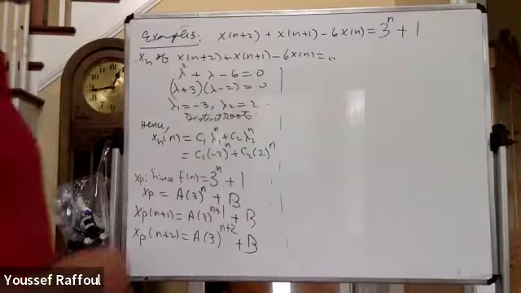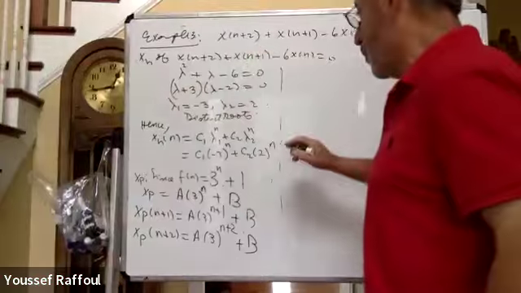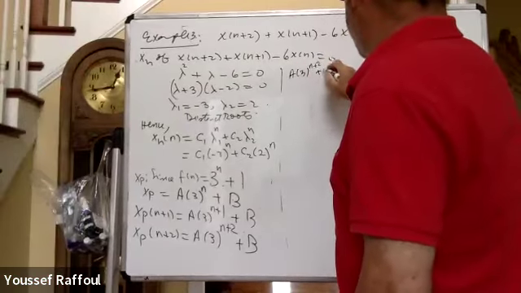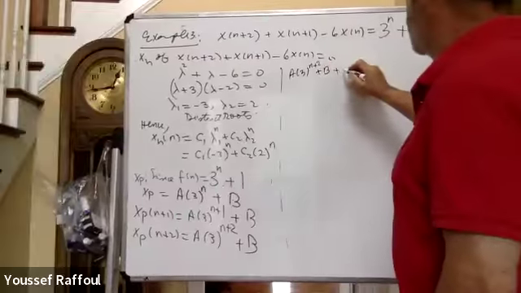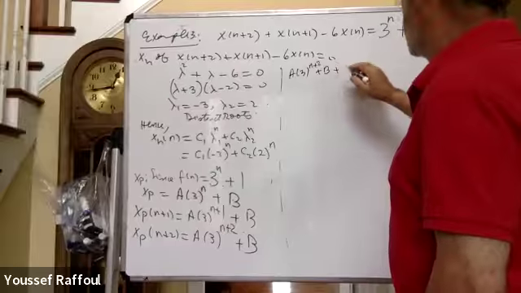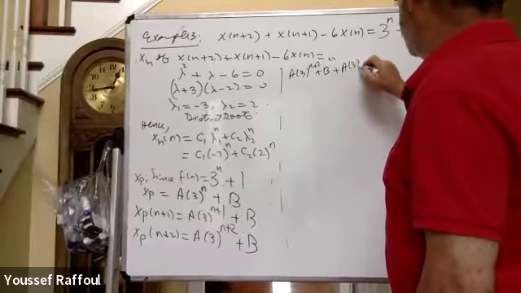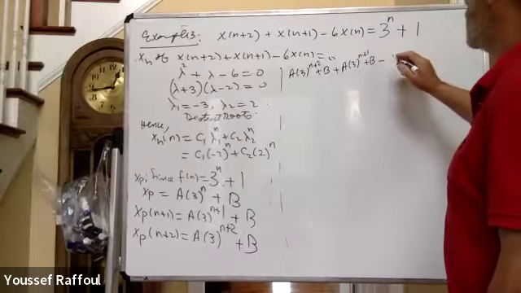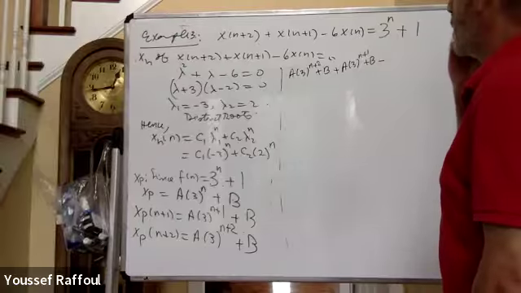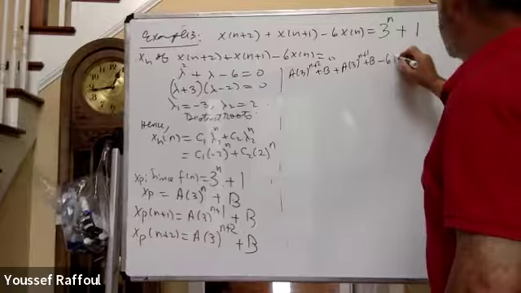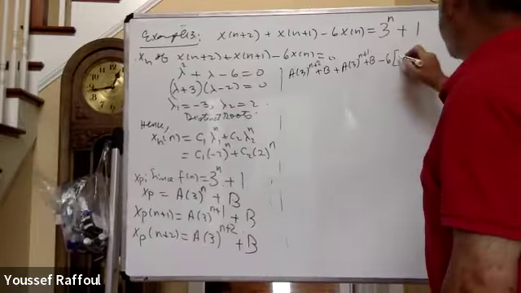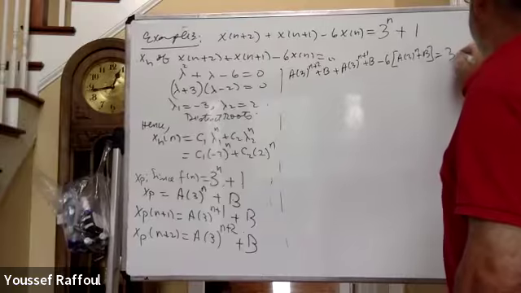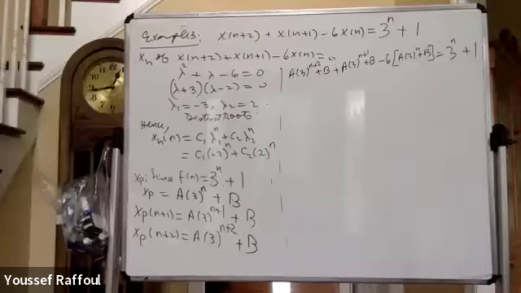All right. Let x_{n+2} be a·3^{n+2} + b, plus a·3^{n+1} + b, minus 6 x_n, which is a times 3 to the power n plus b, equal to 3 to the power n+1. You see what we did?